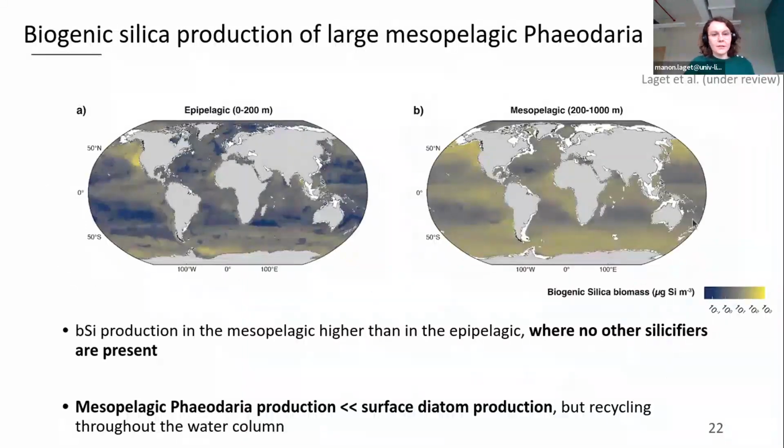So lastly, I'll be quick on this, but it's worth mentioning that the biogenic silica production of this mesopelagic Phaeodaria is much higher in the mesopelagic than in the epipelagic, and this is a layer where no other silicifiers are present. So even though the mesopelagic Phaeodaria production is likely way inferior to surface diatom production, what they do here is that they can recycle biogenic silica throughout the water column. And as I said, they are likely the only contributors to the silicon cycle throughout the deep ocean.